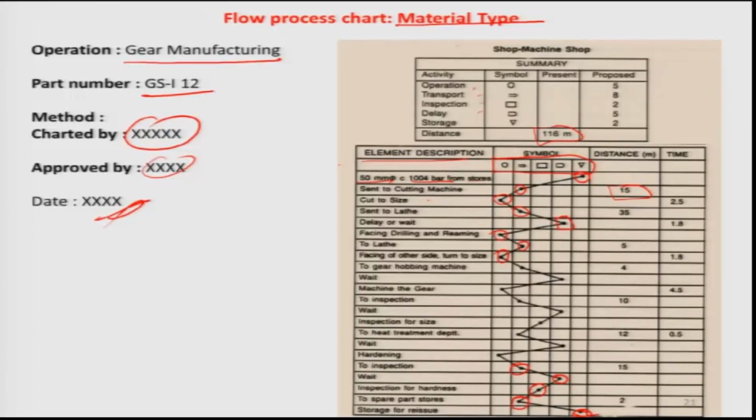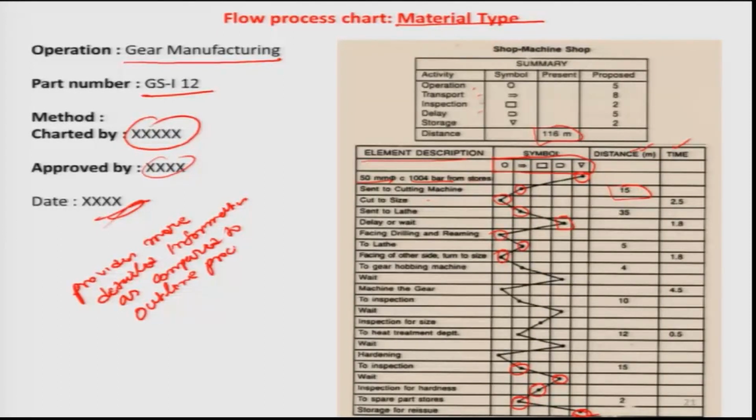Here distance and time are counted in parallel. Okay, so this is more elaborate and provides more detailed information as compared to the outline process chart and the two-handed chart.